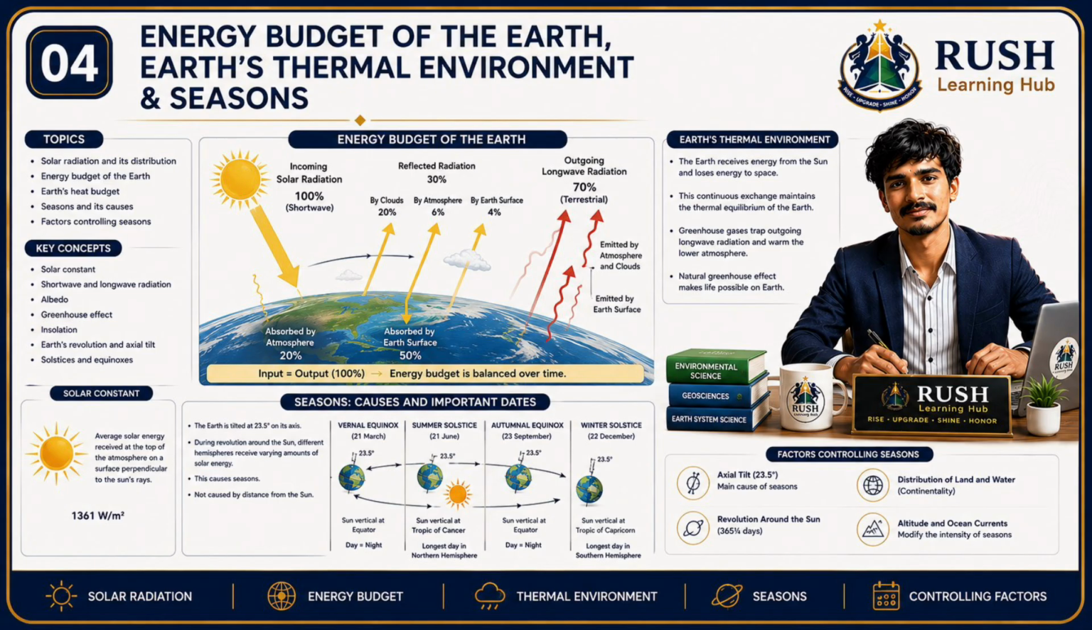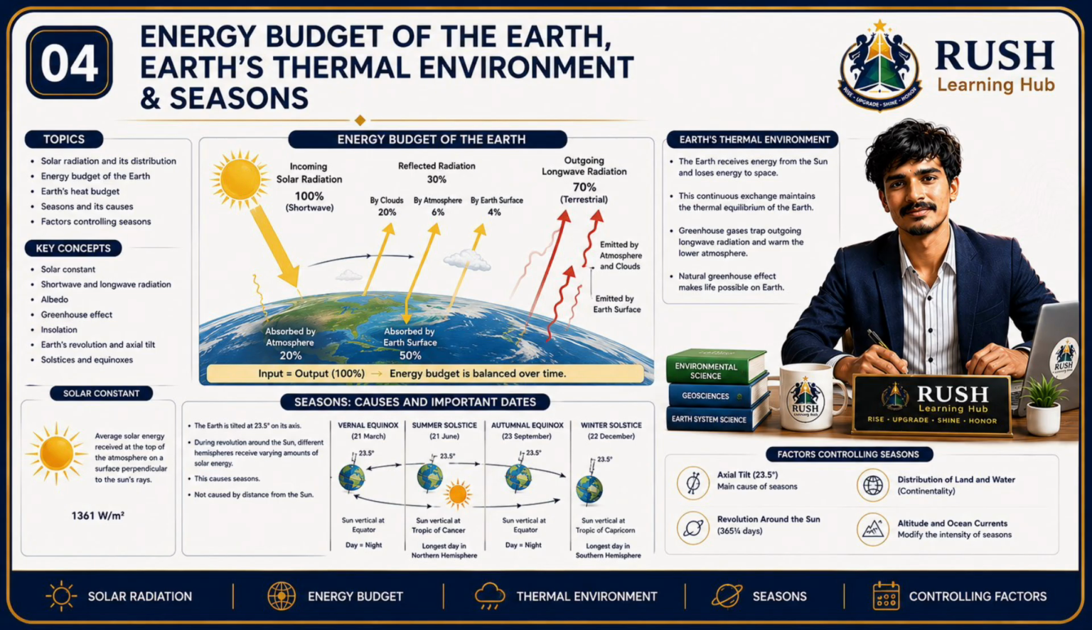However, not all incoming radiation reaches the Earth's surface. A portion of solar radiation is reflected back into space by clouds, atmospheric particles, and the Earth's surface. This reflected fraction is known as albedo. The remaining radiation is absorbed by the atmosphere and the Earth's surface, causing heating of the planet.